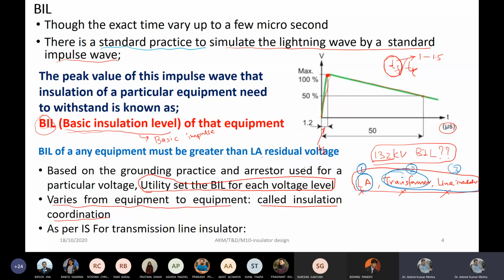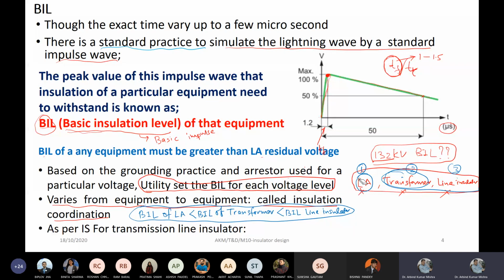What does it mean? That the BIL of the lightning arrestor is less than the BIL of the transformer, and then that is less than the BIL of the line insulator. This is basically insulation coordination, nothing but complex. But if you might be facing difficulty understanding what insulation coordination is, this is insulation coordination in the simplest way.